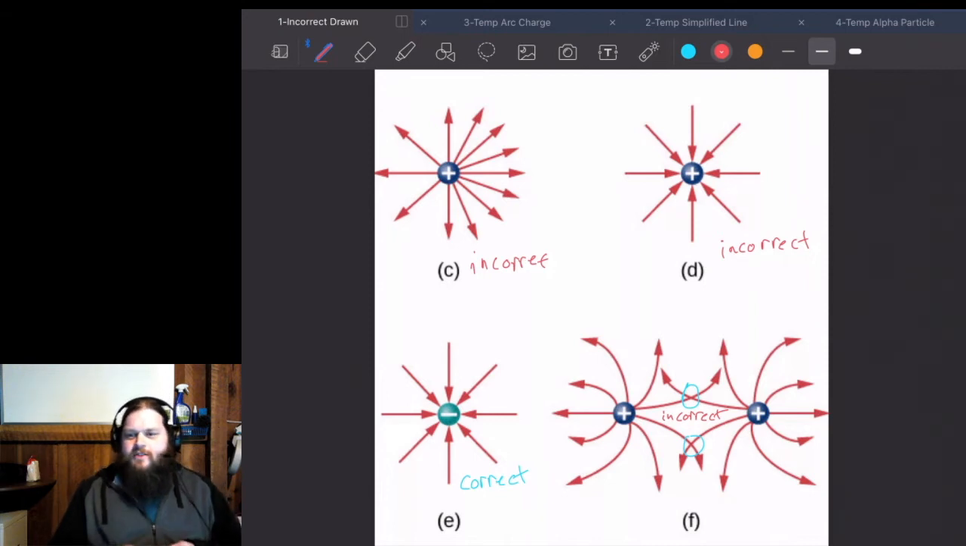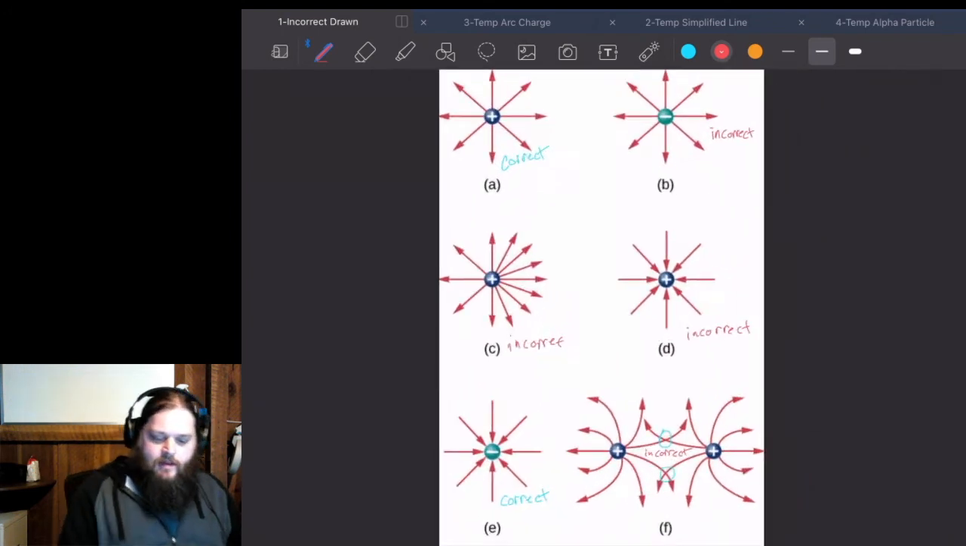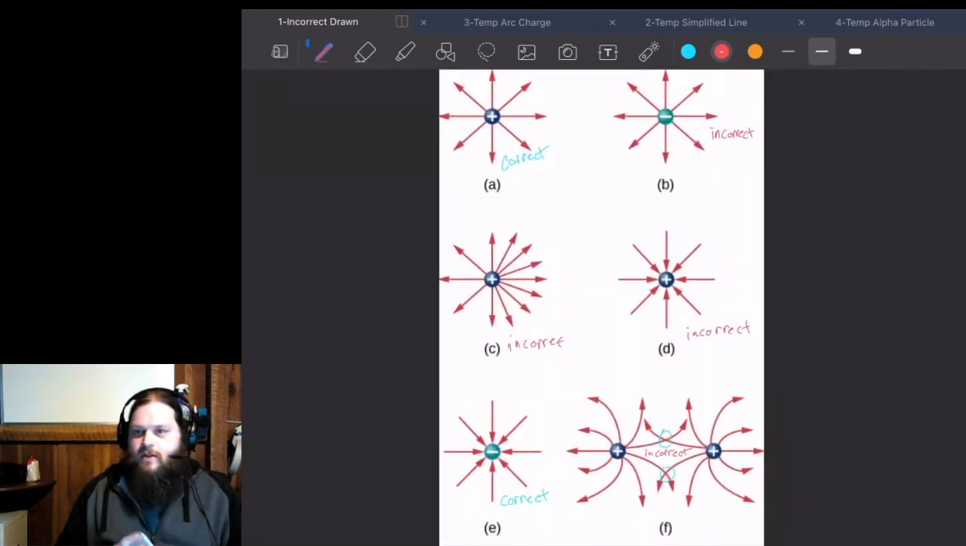And those are the types of things we want to look at when we're evaluating these electric fields and drawing our own electric fields. Are they going in the right direction? Are they uniform around the whole thing? Are there multiple charges? We have to worry about a summation of electric fields at any of these points here. And those are just a few really good examples of what we're doing here.